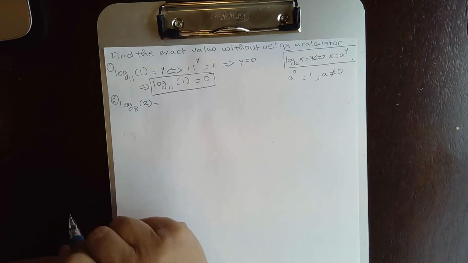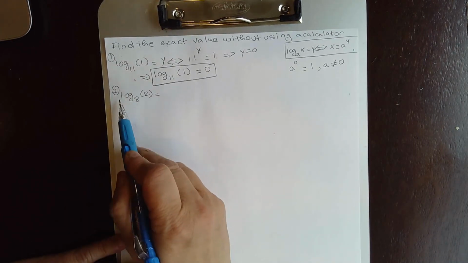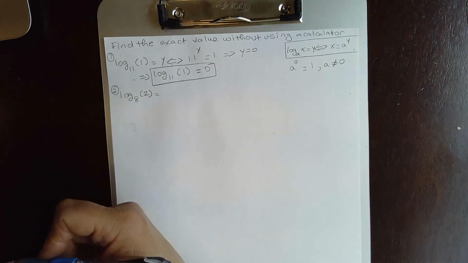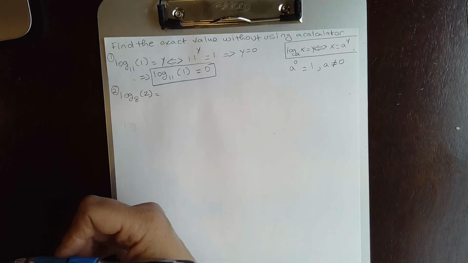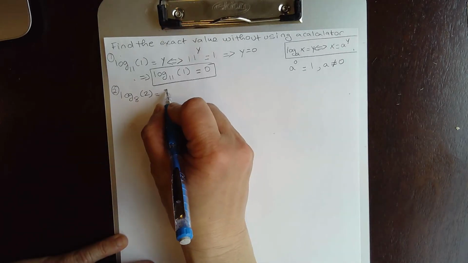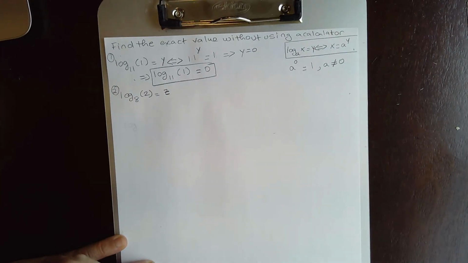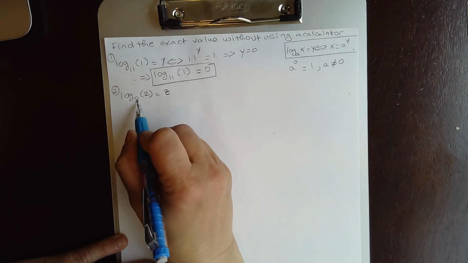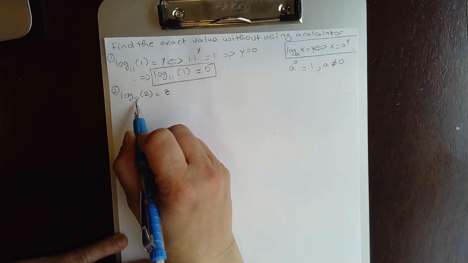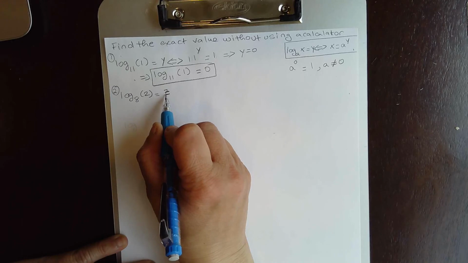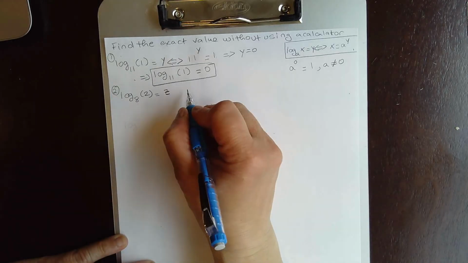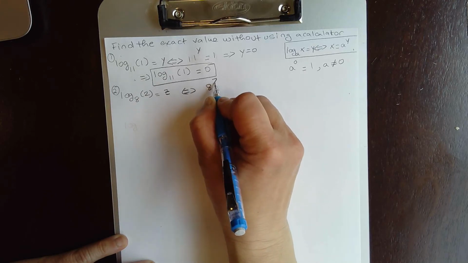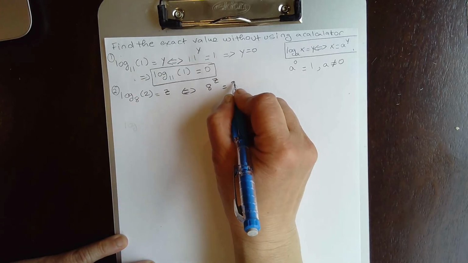Now doing the same thing for the second problem, again the logarithm is equal to the exponent. Let's set it equal to y, or you may choose to call it another variable. It's really up to you. Let's call it z in this case. So writing in exponential form, 8 is the base, z is the exponent, and 2 is the number. So this is equivalent to 8 to the z equal to 2.